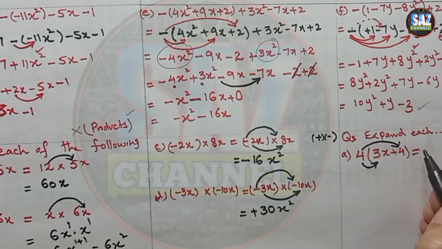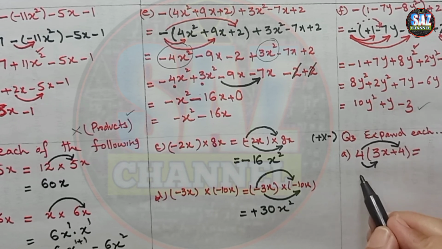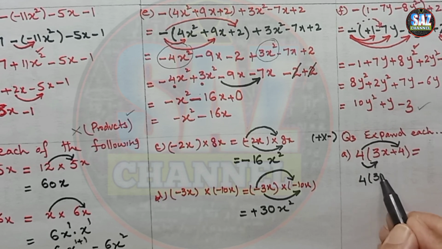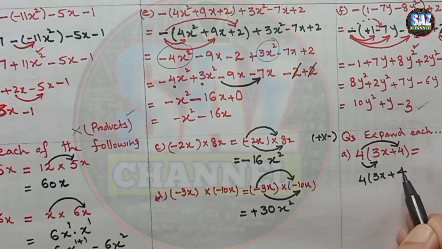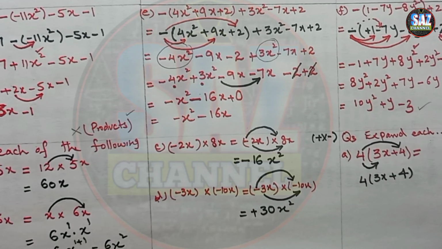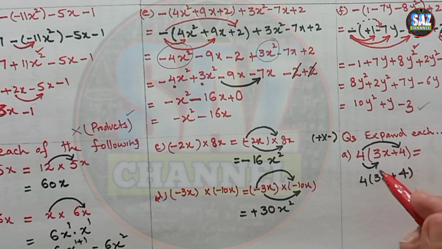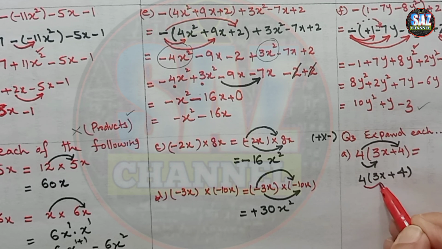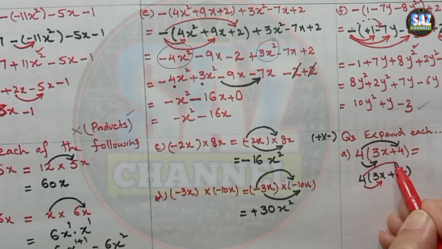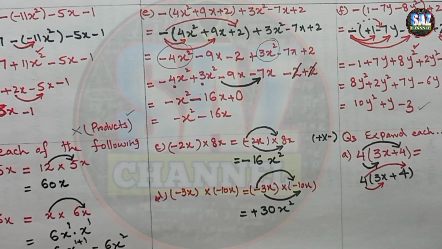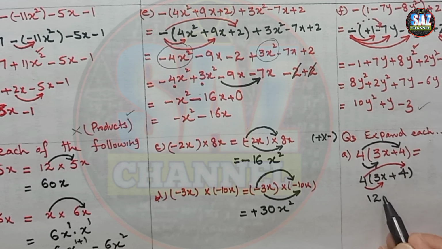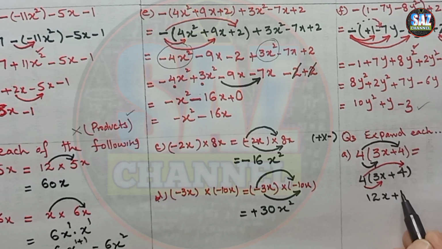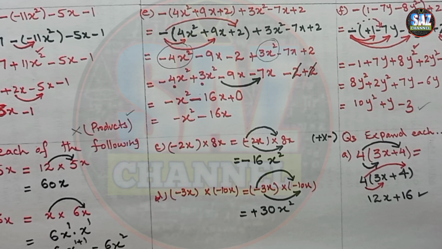Let me first write the question again: 4 into 3x plus 4. Apply the distributive property: 4 will be multiplied by the first term and 4 will be multiplied by the second term inside the bracket. This will become 12x, and 4 times 4 is 16. Really easy questions. I hope you are clear about today's lesson.